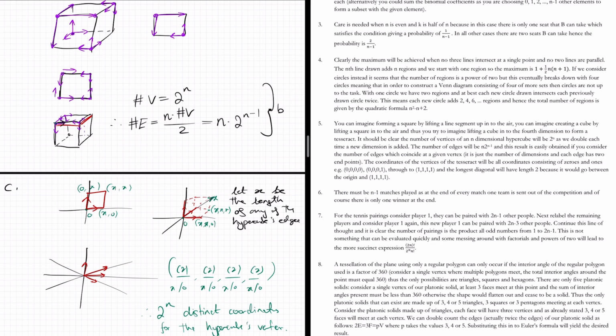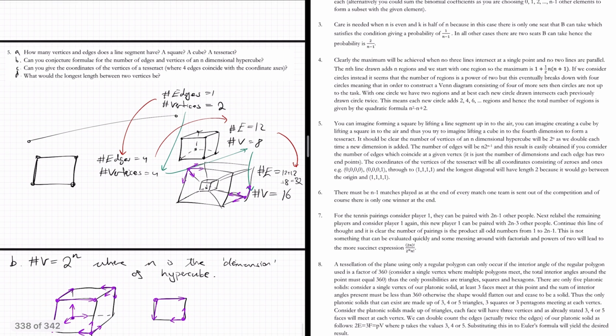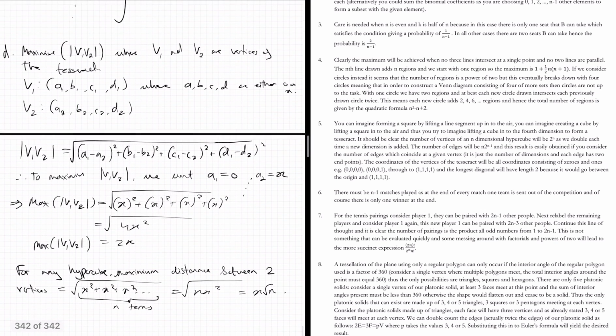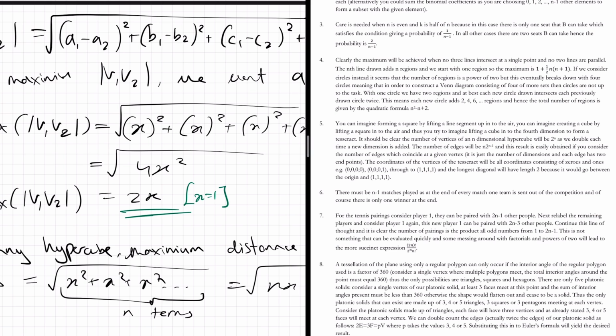Okay, coordinates of vertices will be all coordinates consisting of 0s and 1s. Okay, so in that case they used a unit cube, so it's fine. Just set x equal to 1, and then we just get a bunch of 1s and 0s, which gives us all our combinations. And the longest diagonal will be root n because it goes through the origin and 1, 1, 1, 1, which is what we proved here. If we set x equal to 1, then we get root n over there.